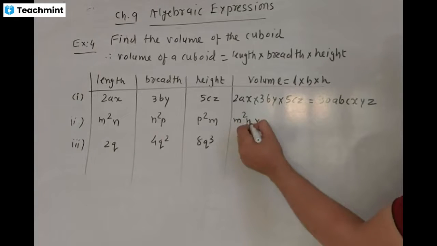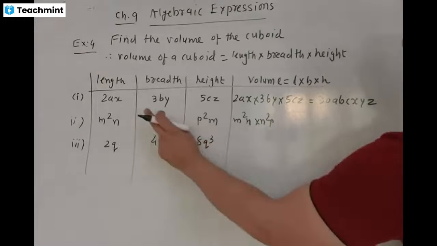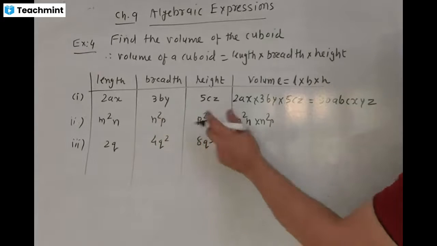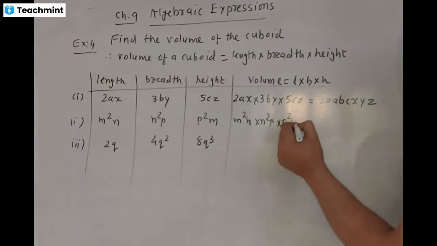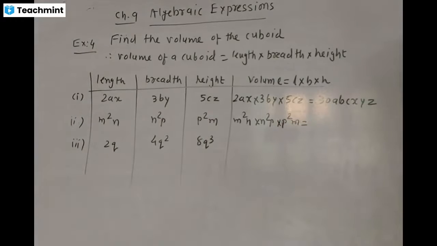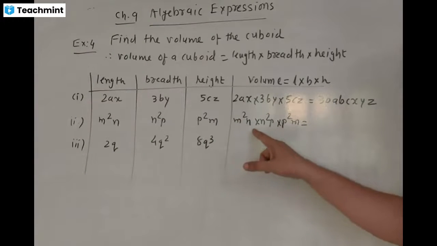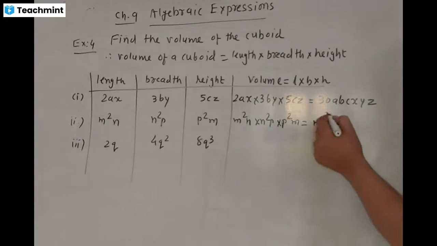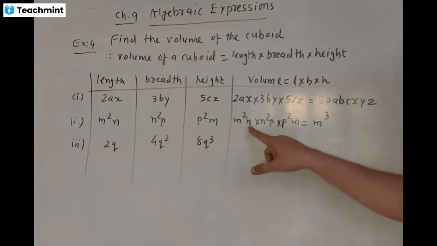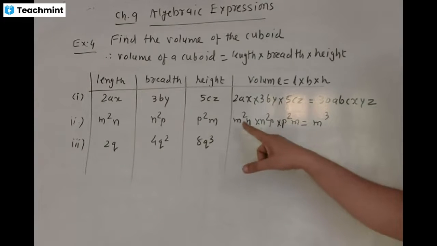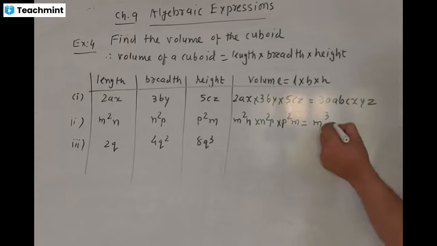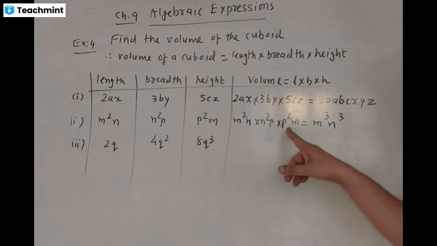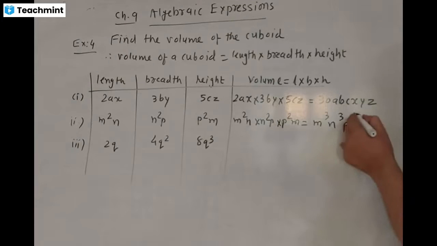m square n into n square p, length multiply breadth multiply height, into p square n. Clear? Chalo, identify the variable. m square, that is another m. M square into m, that is m raised to 3. n, that is 1, that is another n. n square, 1 plus 2, that is n raised to 3. p one time or p square, that is equal to p raised to power 3. Clear? Yes or no? Chalo, next one.